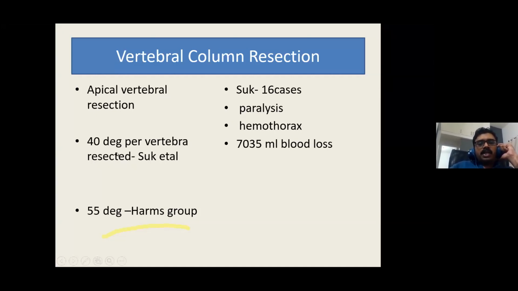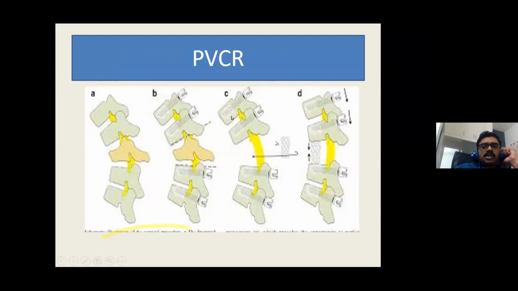But definitely this will give very good correction, because you can get 40 degrees of correction per vertebra resected. So you don't go for multiple resections of vertebra. The maximum that I have done is 1.5 levels of vertebra in my entire series, but that will give very good correction. And some German group have even reported 55 degrees of correction per PVCR.